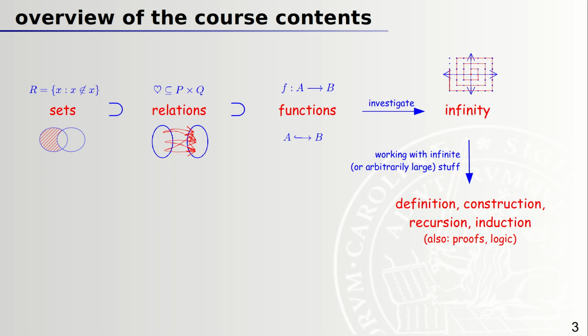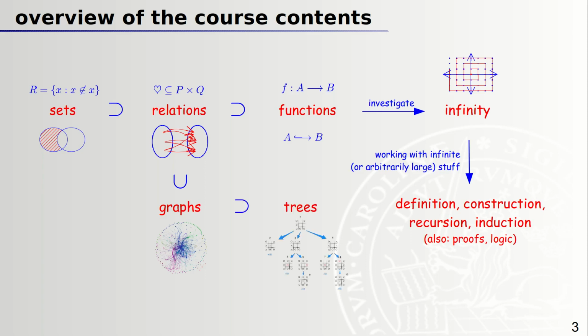We'll then look at graphs, a particular kind of structure that pervades nearly every subfield in computer science and that has a close relationship with mathematical relations. And then at trees, which are a class of graphs with particularly useful properties for some applications.